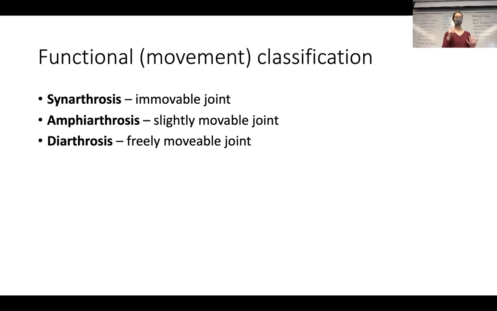One really important point is that the structural class synovial only has freely movable joints in it. So all synovial joints are diarthroses. The other two categories have both synarthroses and amphiarthroses. So check out that table and look at those examples so you have an idea of those different types of joints.